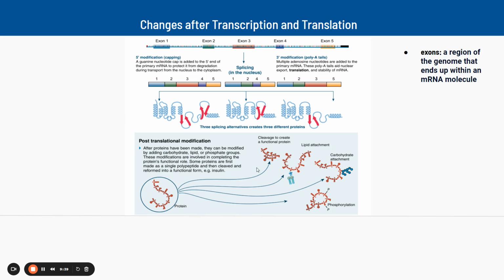Now, post-translational modification, so this is after proteins have been made, they can be modified by adding a carbohydrate, a lipid, or a phosphate group. So these modifications are involved in completing the protein's functional role. And some proteins are first made as a single polypeptide and then cleaved and reformed into a functional form, such as insulin. So you see that here in this diagram.